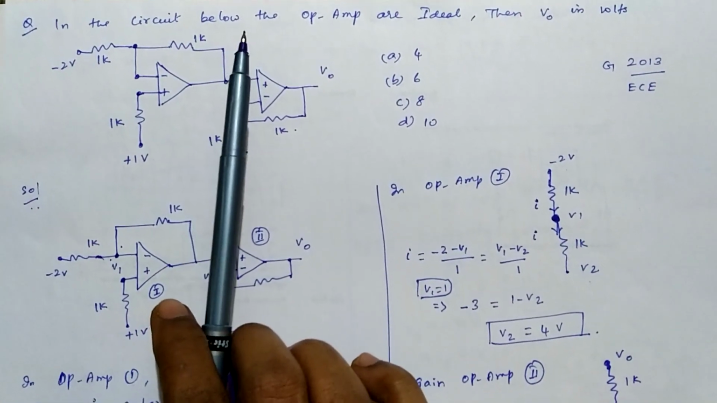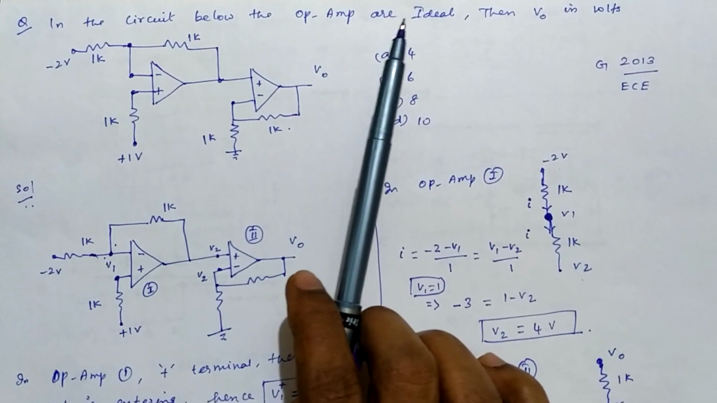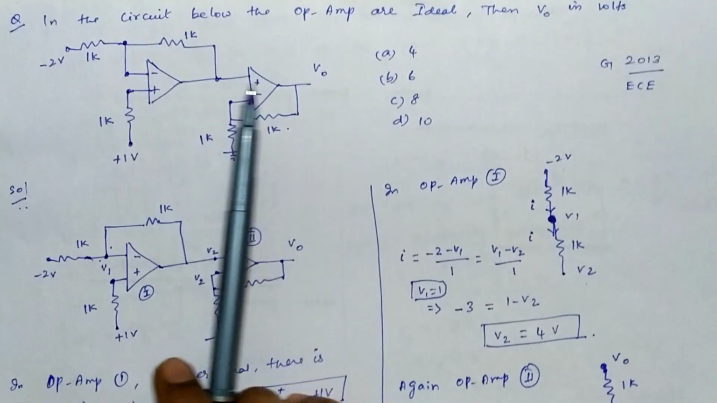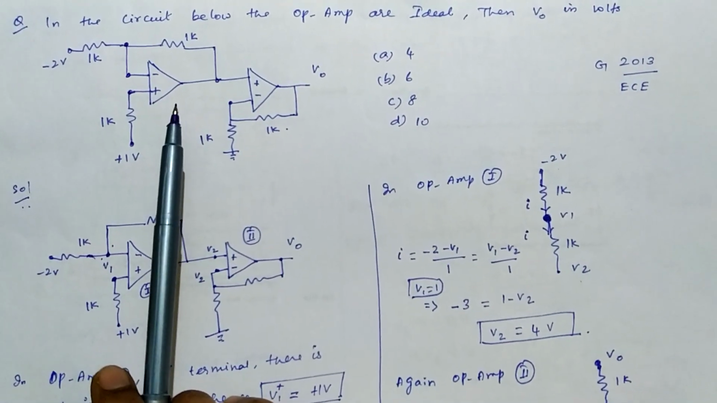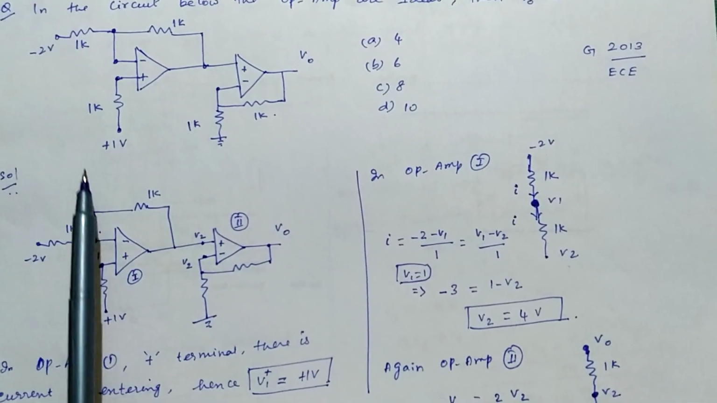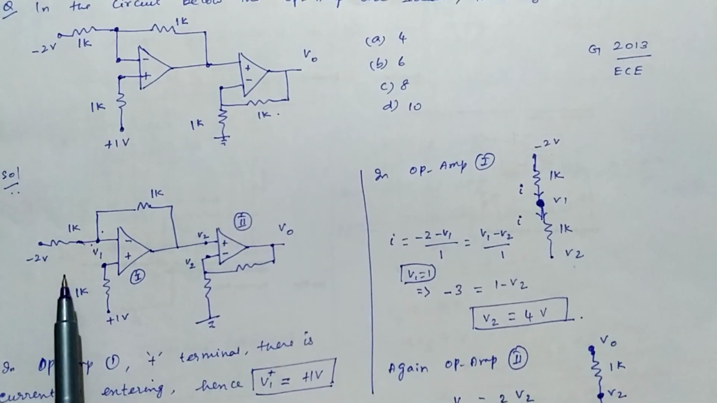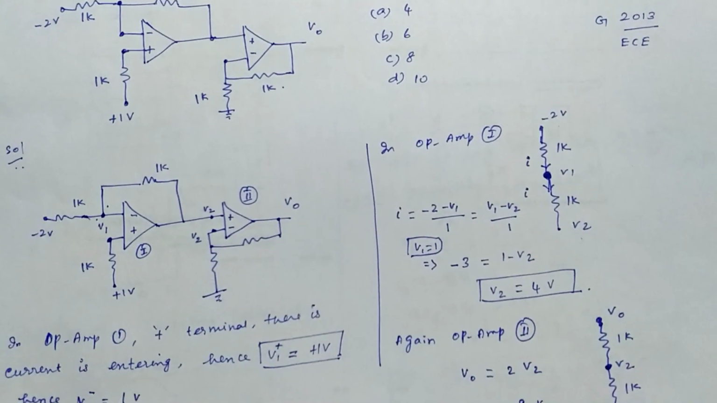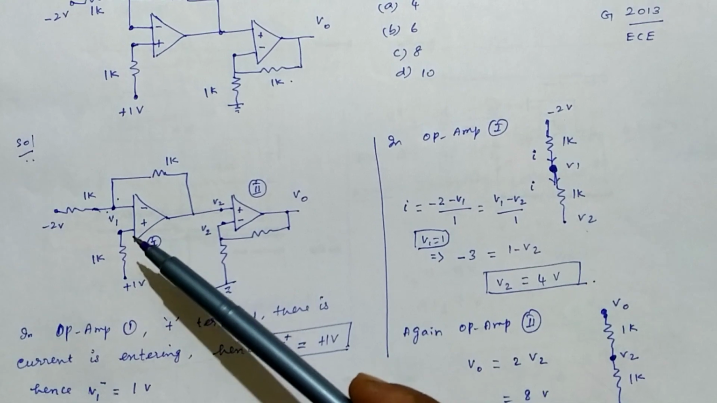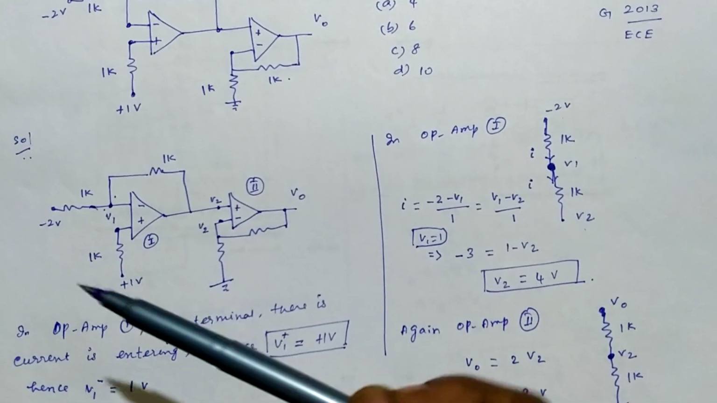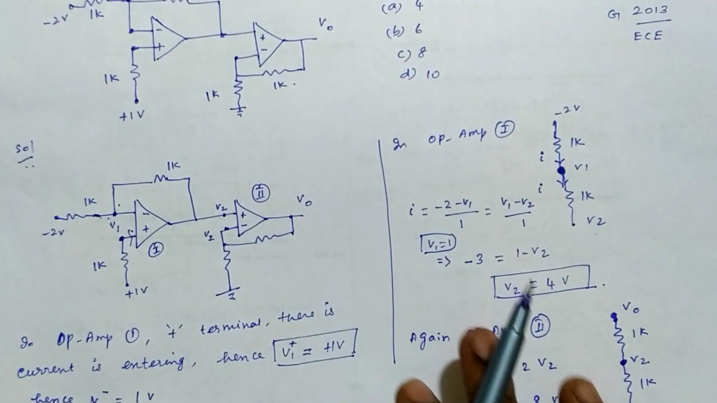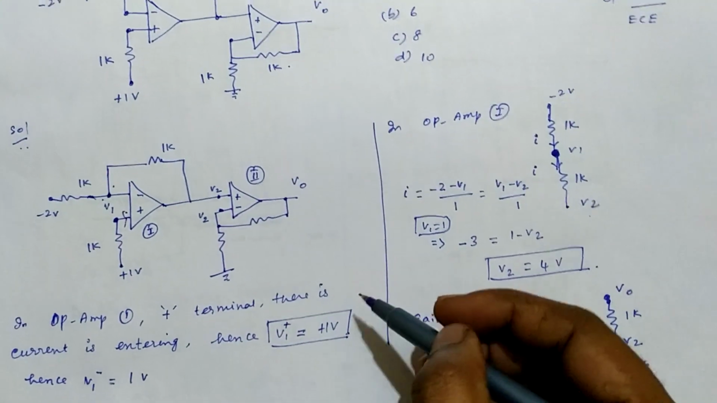In the circuit below, the op-amps are ideal. What will be the output voltage V0? Here there are two op-amps, the first op-amp and the second op-amp. The input voltages are -2 and +1. We will begin with the first op-amp. As per the ideal op-amp, there is no current entering into the op-amp.